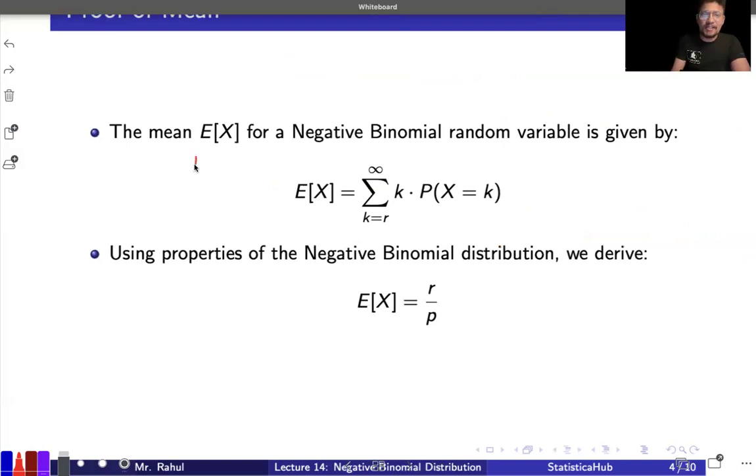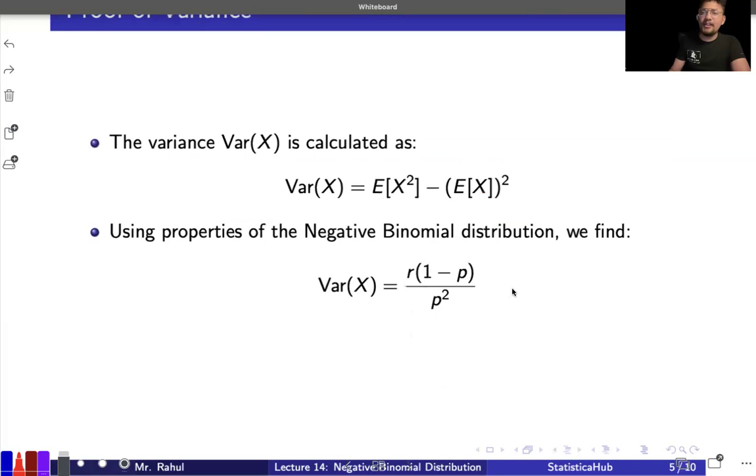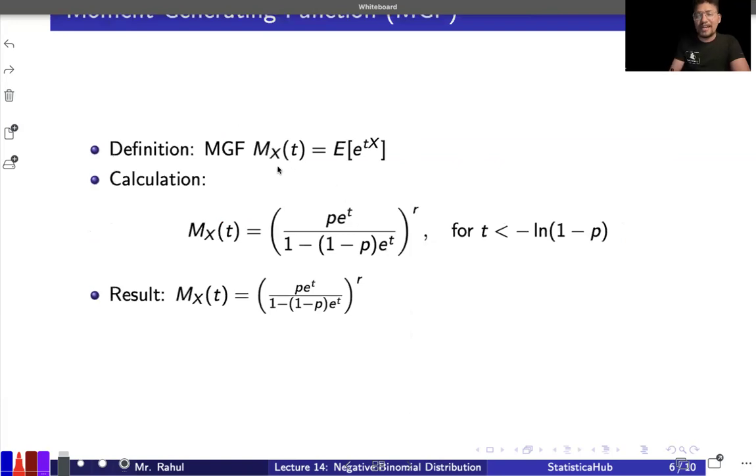So we are having expectation of X. That will be simply this form. If you expand and just solve this thing, you'll be getting R over P. Okay. Moving ahead. Similarly, if you go for the variance, that will be coming out to be R into Q over P square. And if we move ahead, then if you go for the MGF, this is again an important part. So we are having the MGF that will be coming out to be P e raised to the power T over 1 minus Q e raised to the power T, whole raised to the power R.